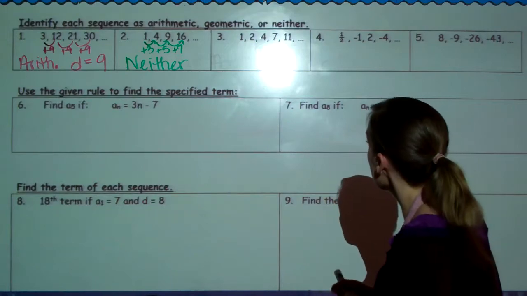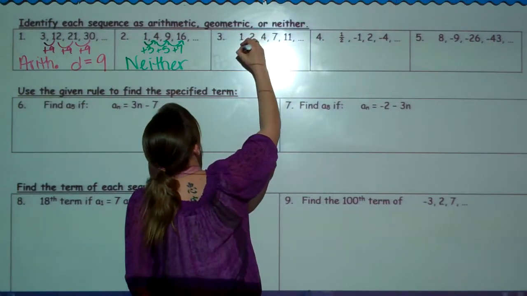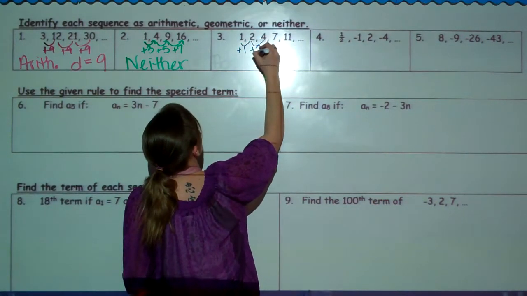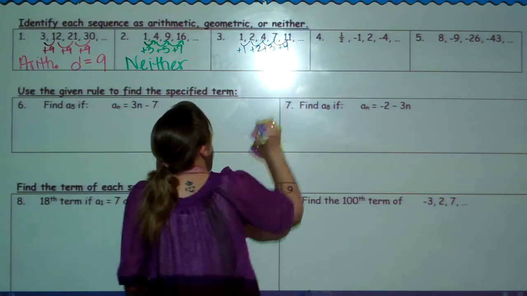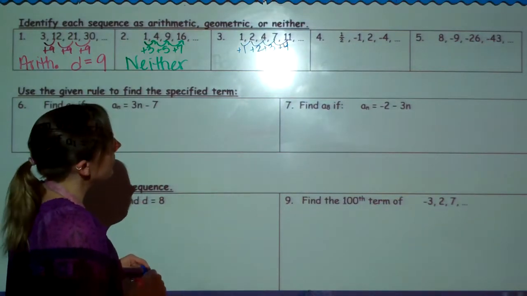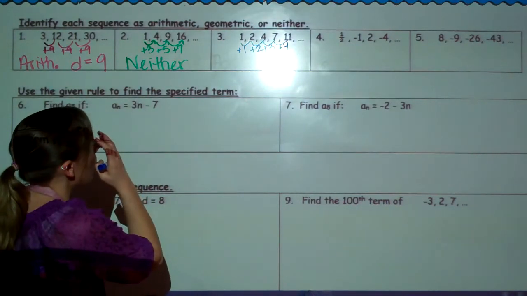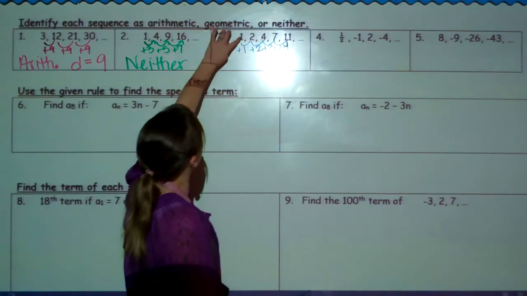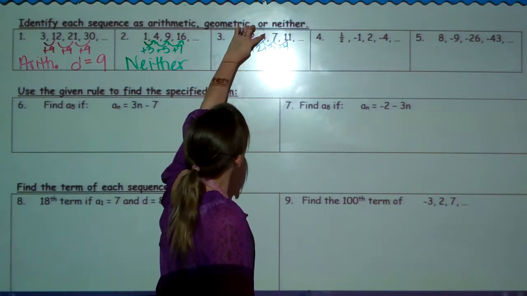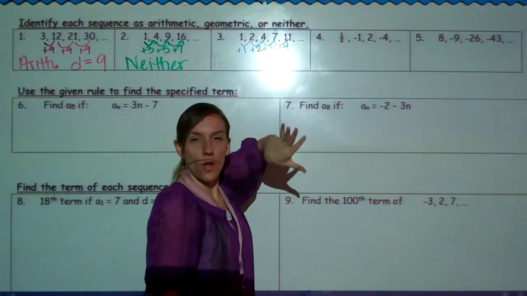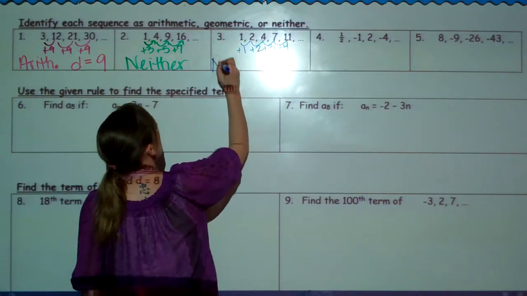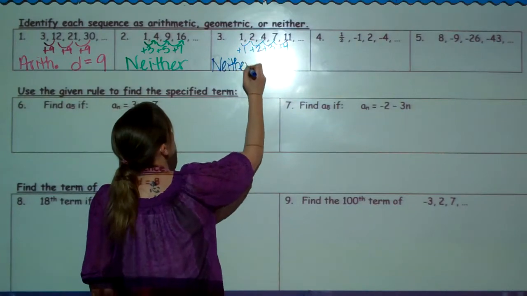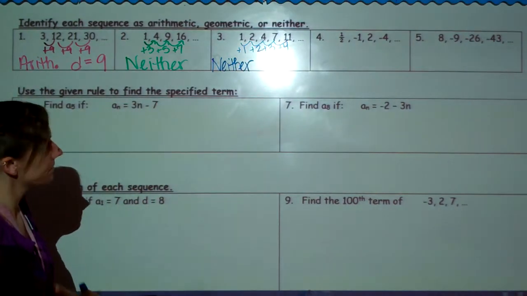Okay? All right, so this one, it's going up by 1, and then this goes up by 2, and then that goes up by 3, and I know that's a little bit hard to see, I know. That goes up by 4. Again, you're multiplying by 2, you're multiplying by 2, but then you're not multiplying. There's no pattern, there's no constant number by adding or multiplying, so that's a neither.